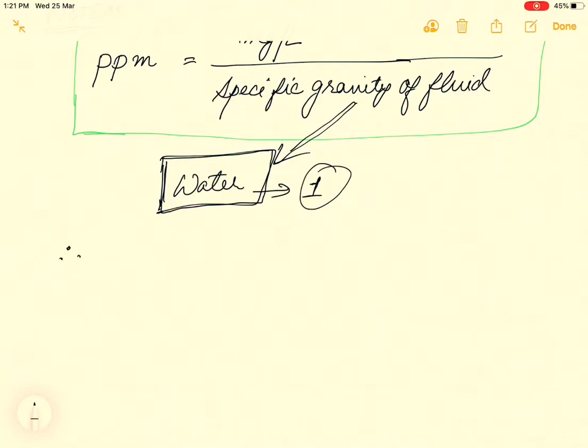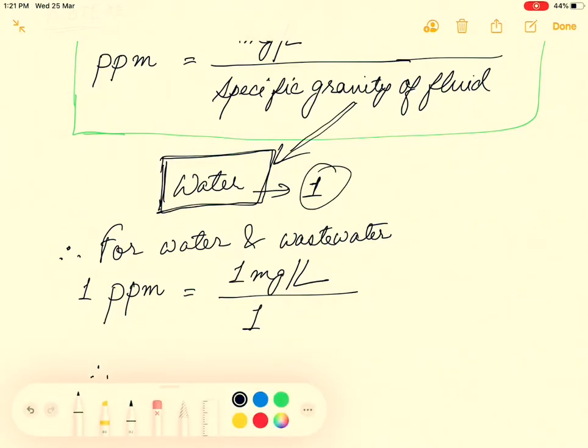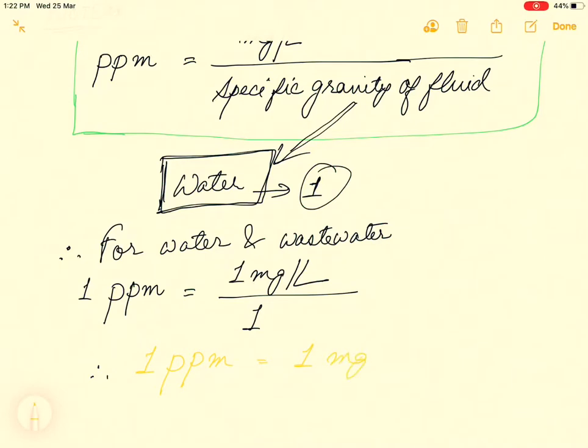So hence, for water and wastewater, 1 ppm equals 1 mg per liter divided by specific gravity, which is 1. So therefore, for water or wastewater, 1 ppm equals 1 mg per liter.